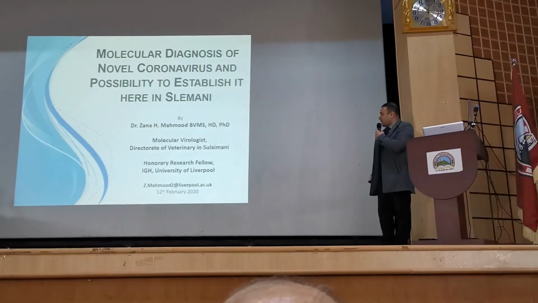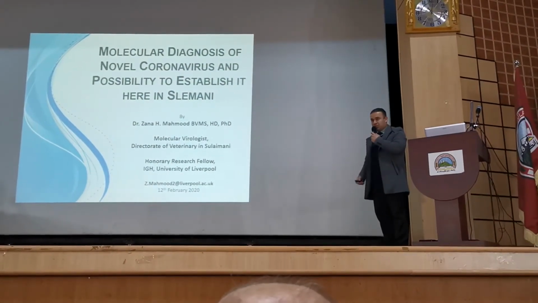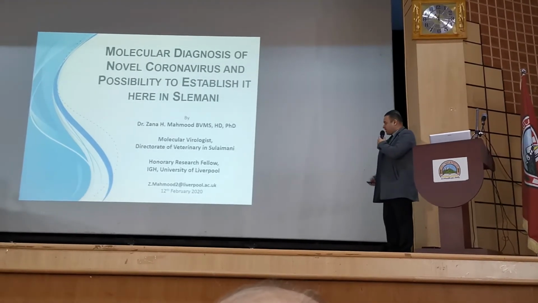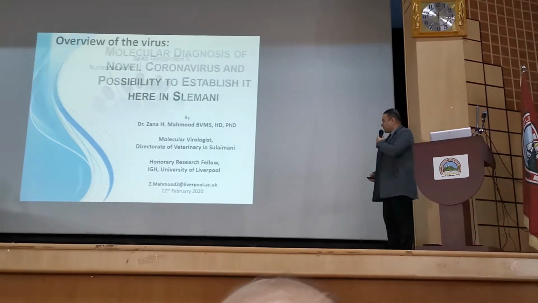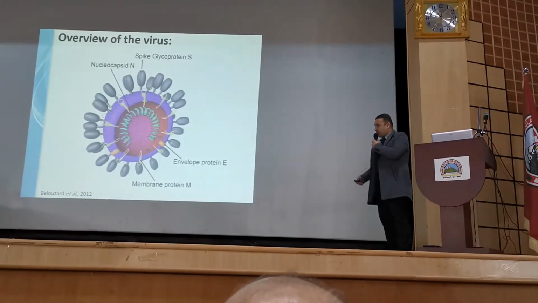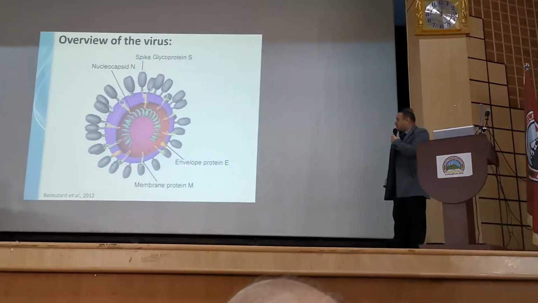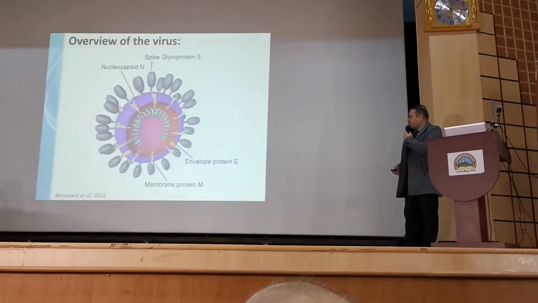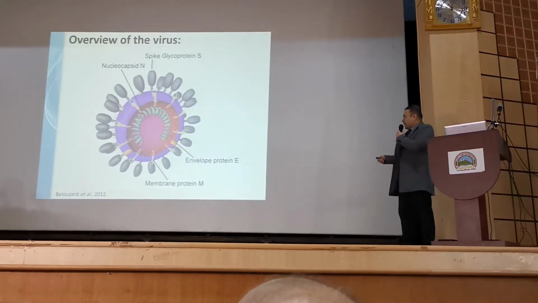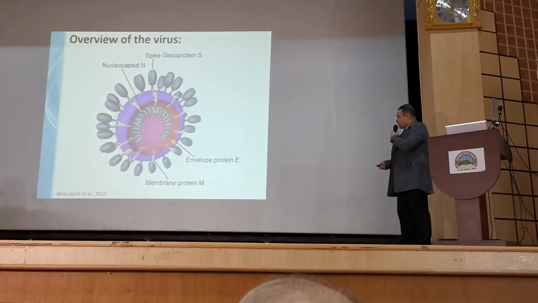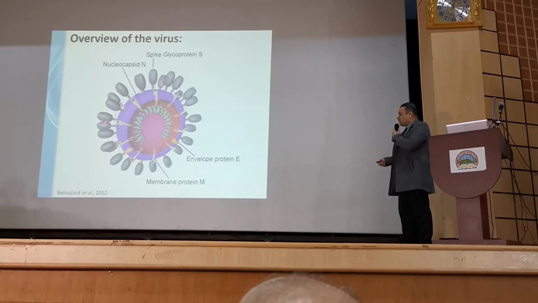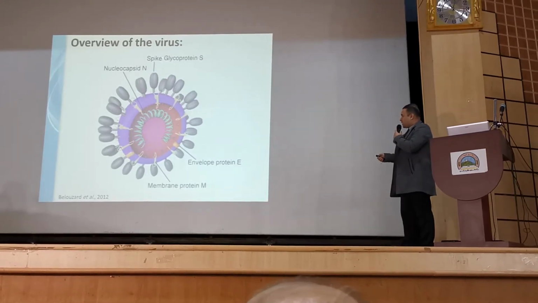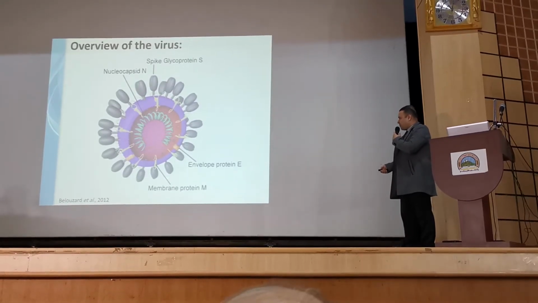It's important to know the knowledge about the virus. However, it's very important to do some acts about it. So, first of all, as my previous talk was about the characteristics of the coronavirus, I am focusing in this figure on the envelope of the virus, which contains three glycoproteins: spike, envelope, and membrane.